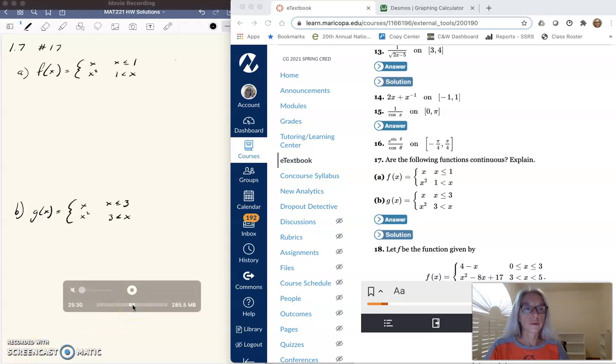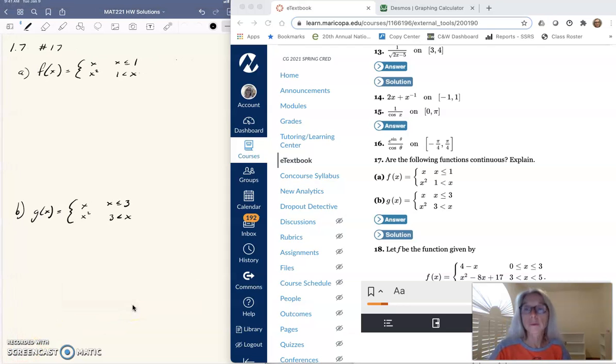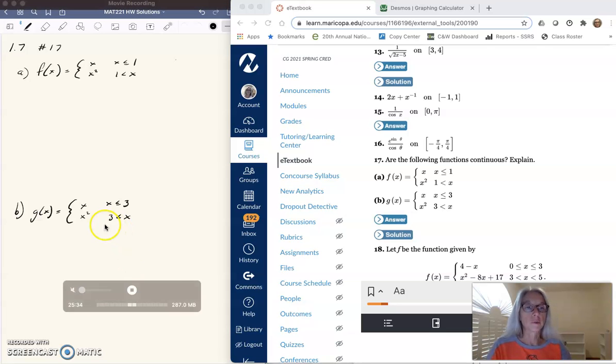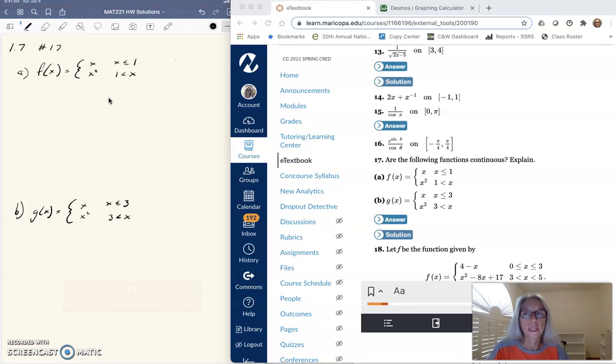Hi everyone, I'm going to work through a couple of the homework problems with you here today. The first one that I want to work through is section 1.7, problem number 17. Problem number 17 asks us, are the following functions continuous?